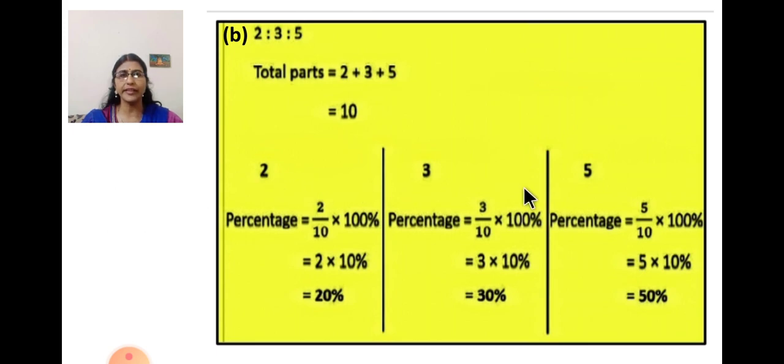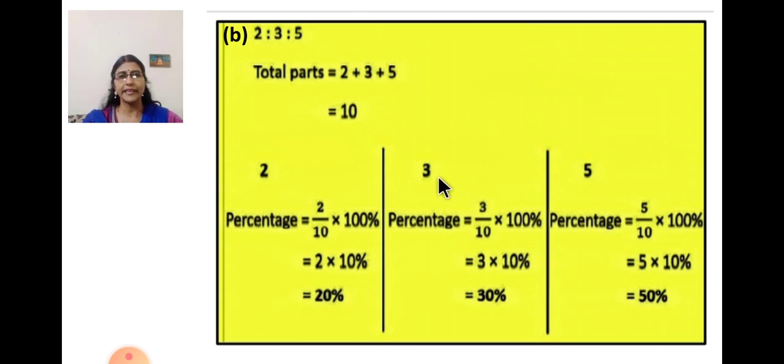Here 2, here 3, here 5. So first part here 2 is given. So we'll write 2 to find out the percentage. 2 upon 10 multiplied by 100%. And then we will reduce. You can reduce these two numbers also or this 2 also. So here these two are reduced. 10 tens are 100. So you will get 2 into 10, that is 20%. So in both the cases you will get the same answer, that is 20%.